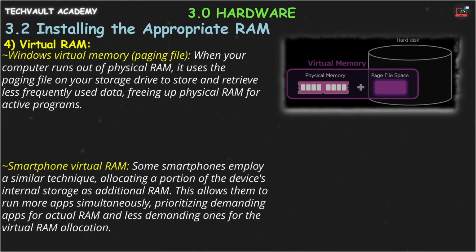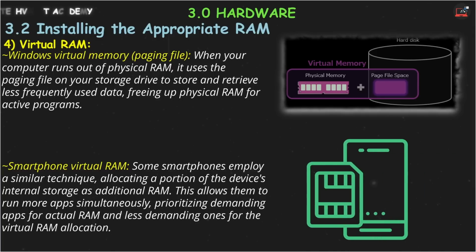When your computer runs out of physical RAM, it uses the paging file on your storage drive to store and retrieve less frequently used data, freeing up physical RAM for active programs. Smartphone virtual RAM: some smartphones employ a similar technique, allocating a portion of the device's internal storage as additional RAM. This allows them to run more apps simultaneously, prioritizing demanding apps for actual RAM and less demanding ones for the virtual RAM allocation.